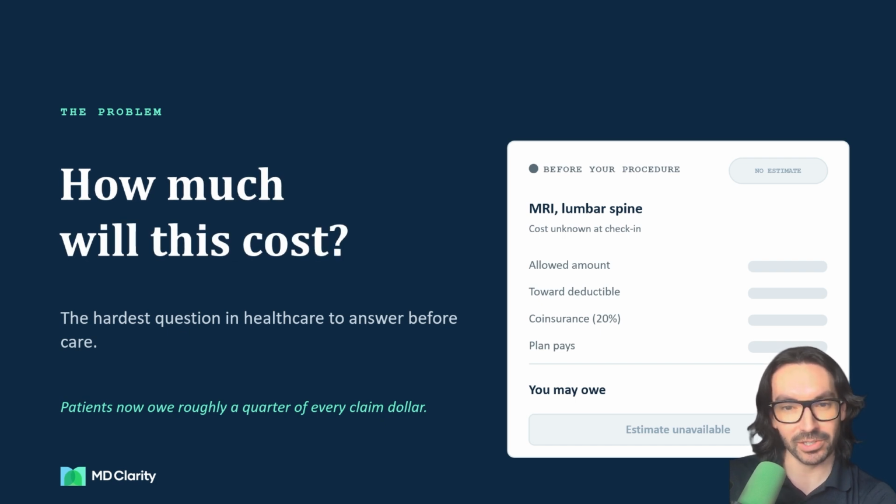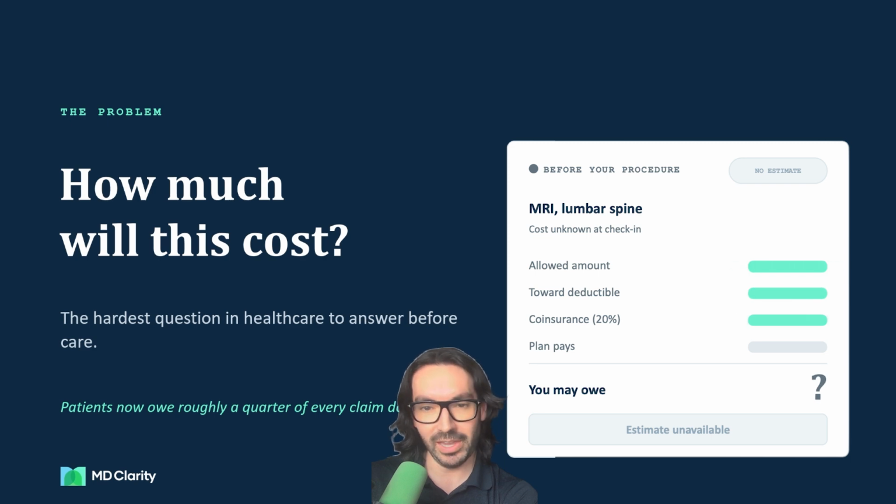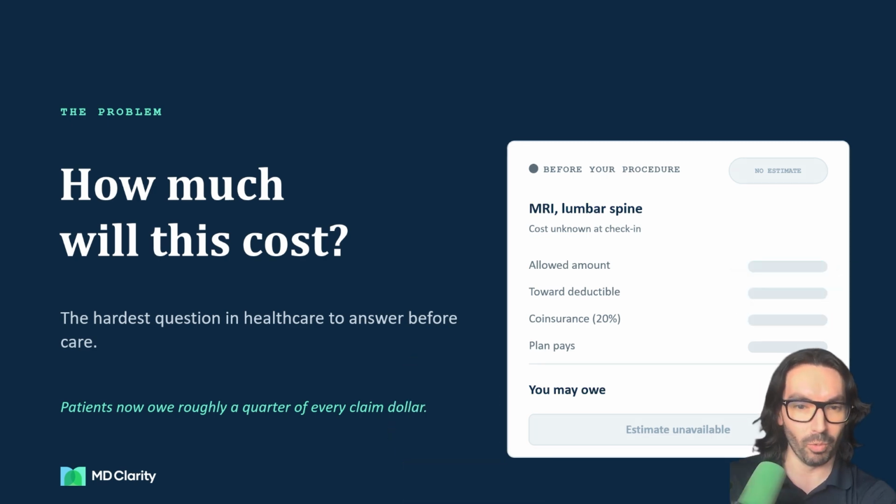A patient estimate is a number you give a patient before care that tells them what they'll owe out of pocket. That sounds simple. The difficulty is that the number depends on three moving parts: the patient's insurance benefits, the provider's negotiated rate for the exact procedure, and where the patient stands against their deductible on that specific day. Get any one of these wrong, and the estimate is wrong. So let's build the number up one piece at a time.